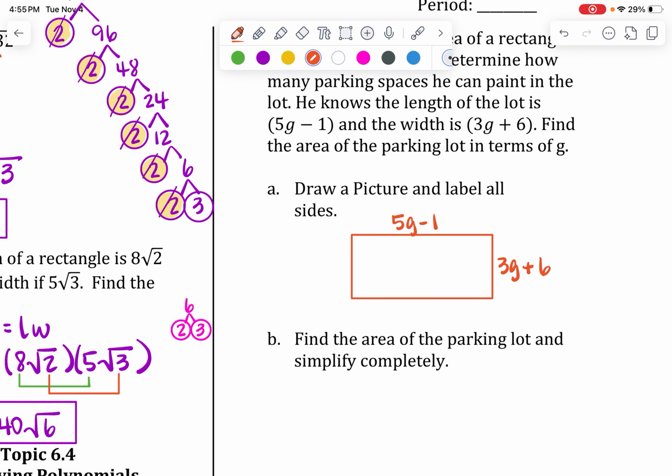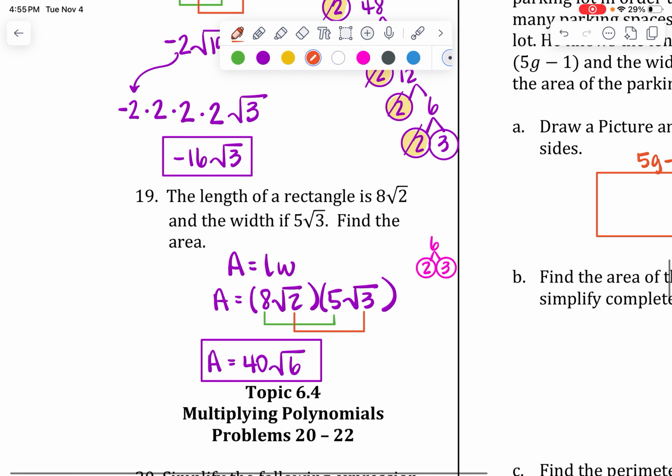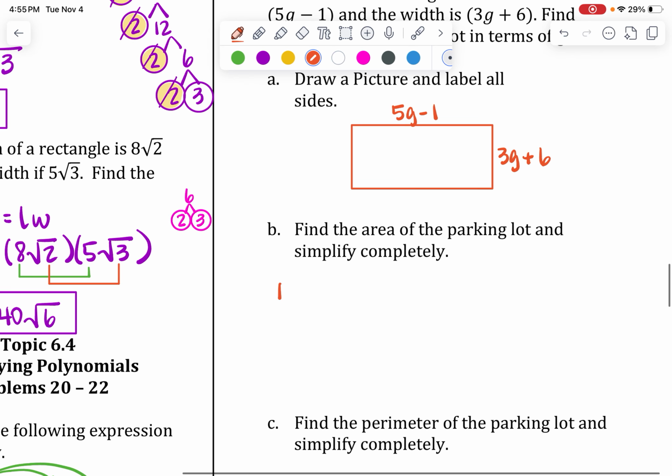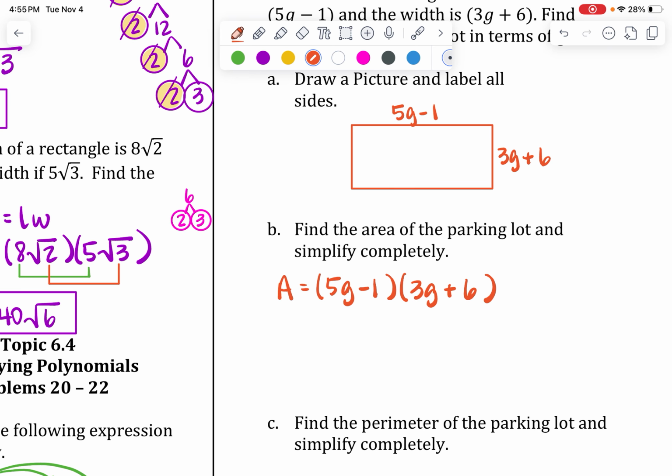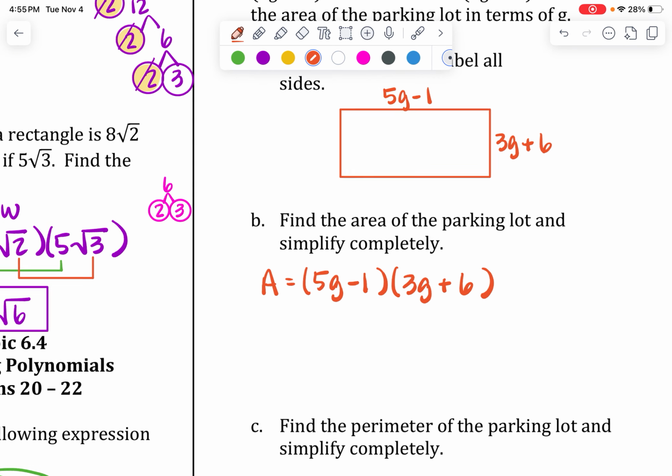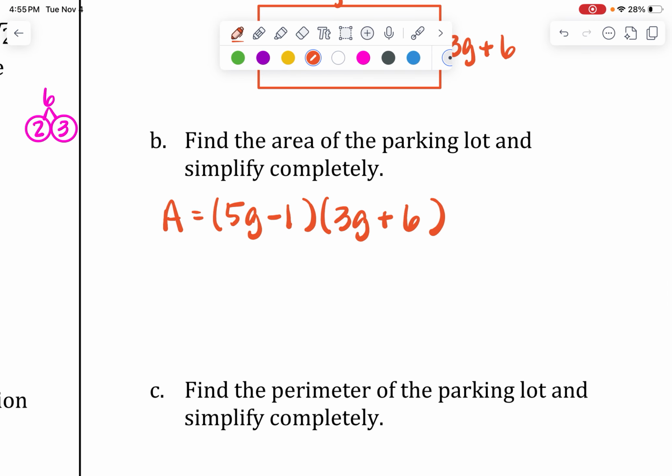Find the area. Okay, well, we just talked about this over here, right? Area is just length times width. So we know that the area of the lot is just going to be 5g minus 1 times the 3g plus 6. Again, if you want, you can use the box method, or you can just use double distribution, which is what I'm going to do, but whichever method is fine. So I'm going to distribute the 5g and multiply him times everybody over there. So 5g's times 3g's gives me 15g squared, and 5g times 6 gives me 30g.